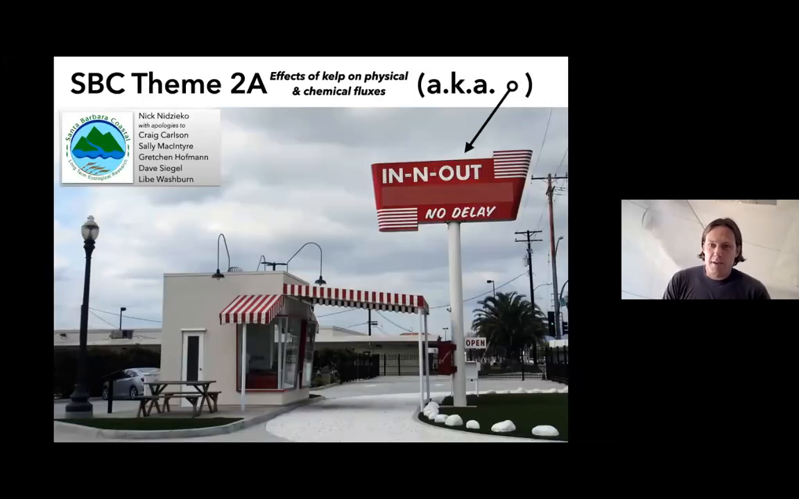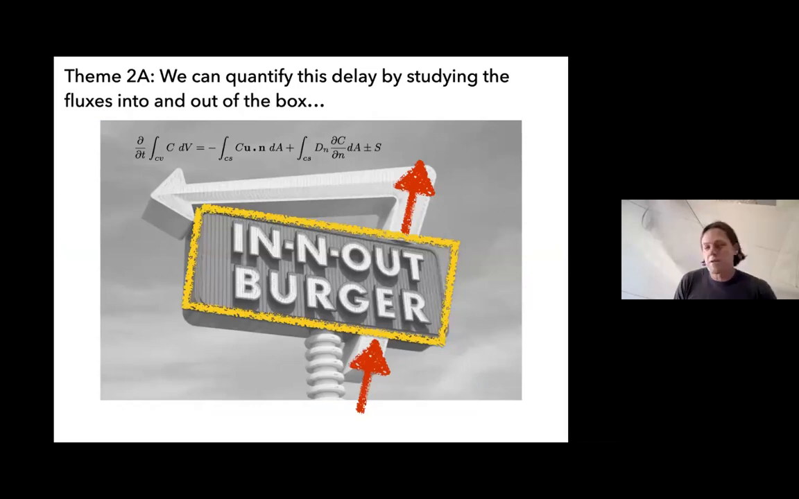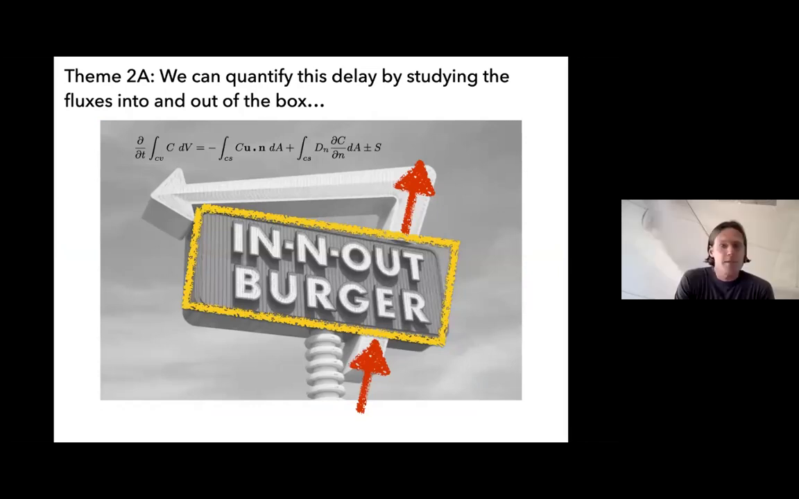As we see from In-N-Out, they advertise that there's no delay, but we know that there's a delay, both at In-N-Out, as well as within kelp forests. The main idea of theme 2A is to quantify this delay by studying fluxes into and out of the box. If we think about putting a box around the kelp forest, this is the basic idea of theme 2A, studying this in and out process of what comes in and what comes out.